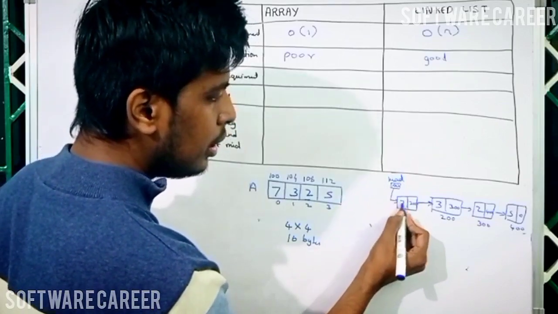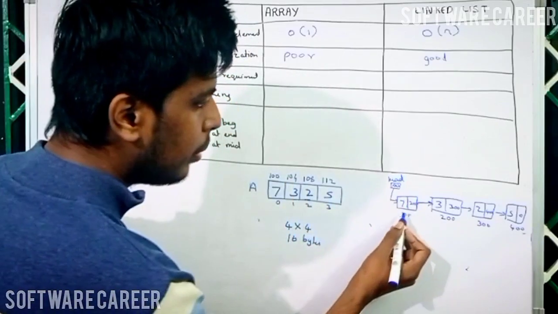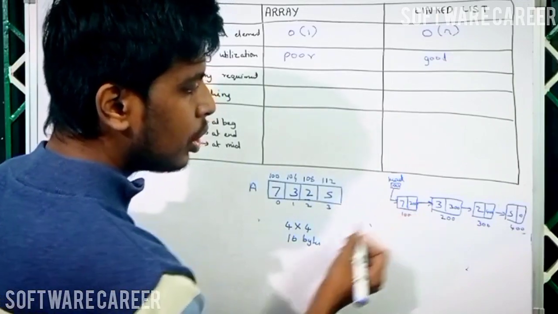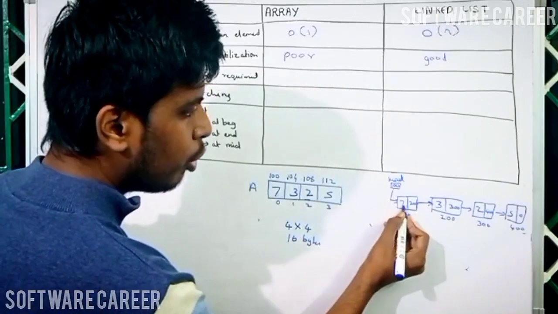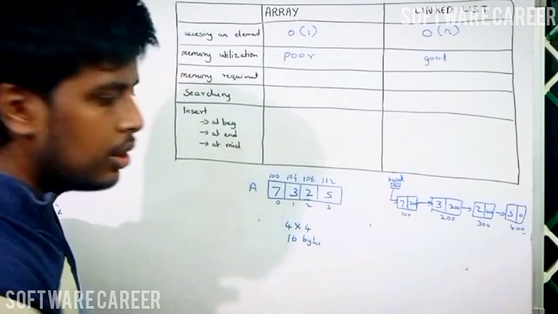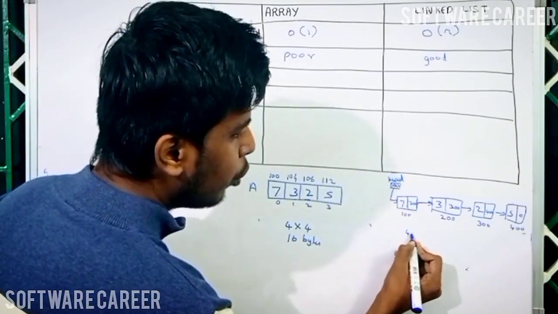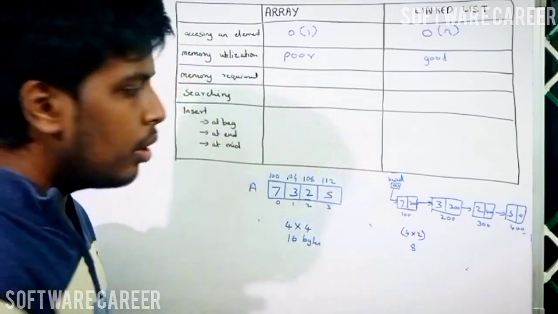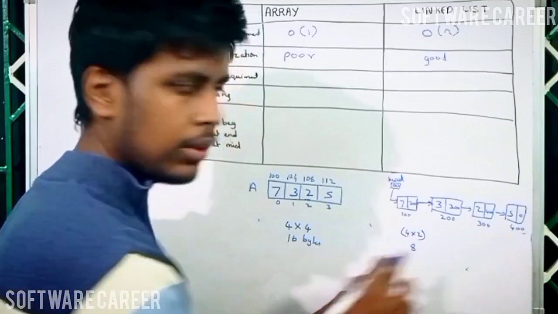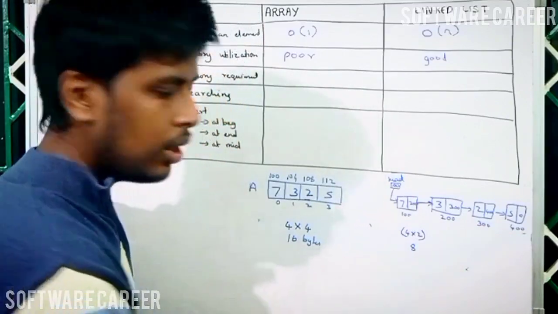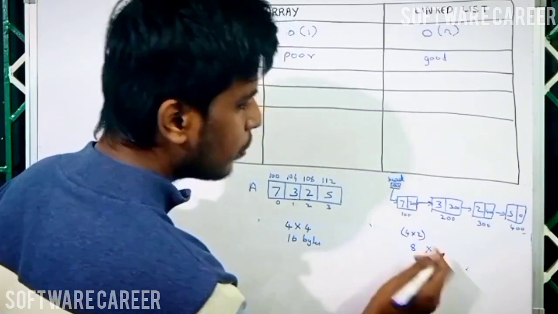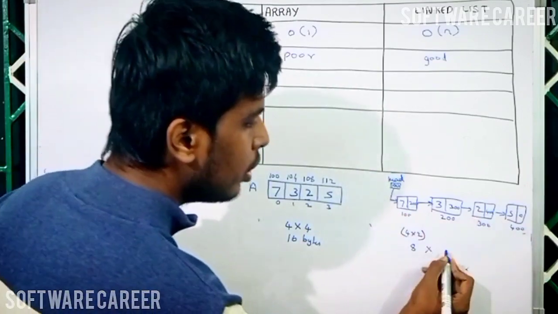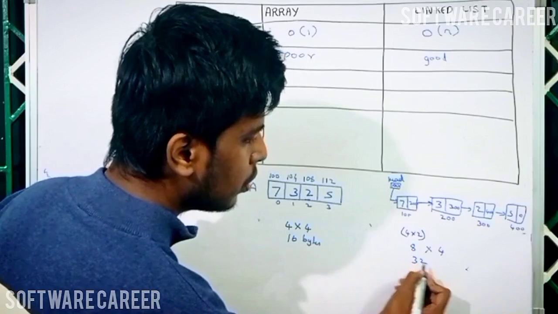Each node contains 2 parts, that is the data part and the pointer part. This is an integer and this is also an integer. So this takes 4 bytes, and this also takes 4 bytes. So each node takes 4 into 2, that is 8 bytes. Now you have 4 nodes, each node takes 8 bytes. So 8 into 4, 32.